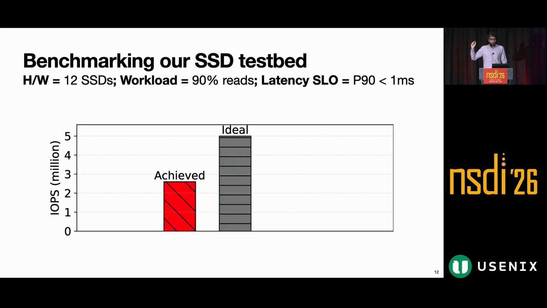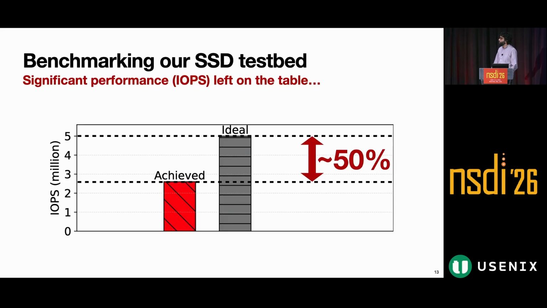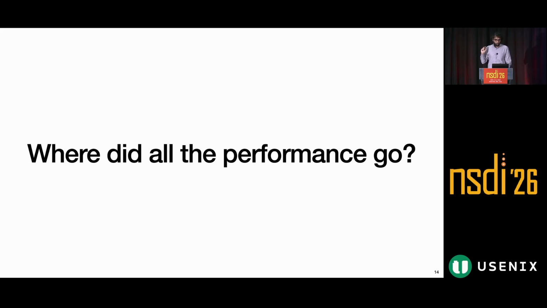But when we actually run this workload, we observe that we are not even able to achieve close to half of the IOPS of this total array of SSDs that we had. And that's a 50% degradation in the performance that we paid for. So the question that I want to answer today is, where did all the performance go, and are we able to achieve some of that back?